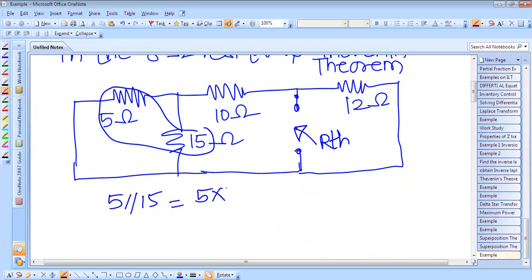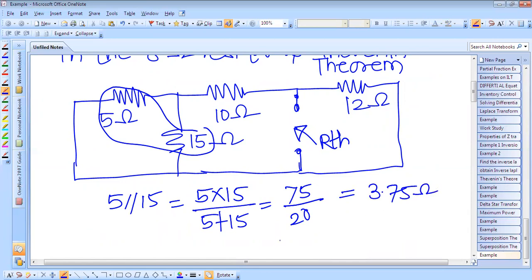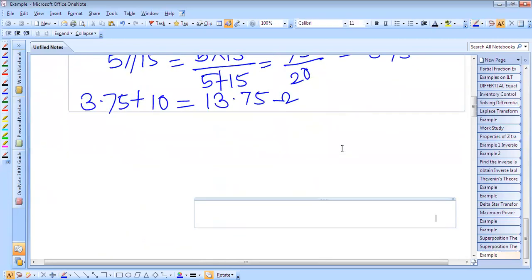So 5 into 15 divided by 5 plus 15, so 75 by 20. This is coming equal to 3.75 ohm. And again, this 3.75 is in series with the 10 ohm resistance, therefore 13.75 ohm. And now this 13.75 is in parallel with the 12 ohm, so that we can find RTH.